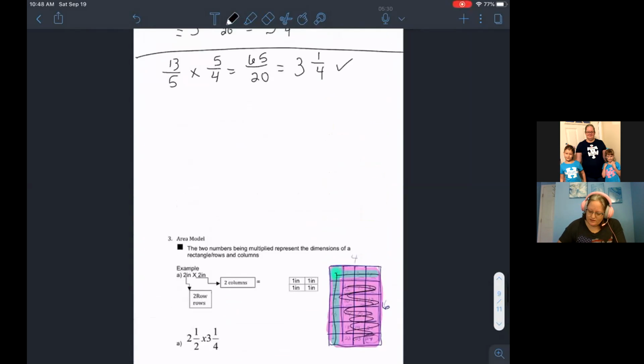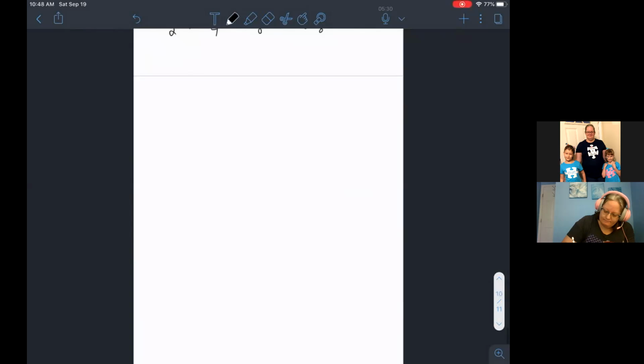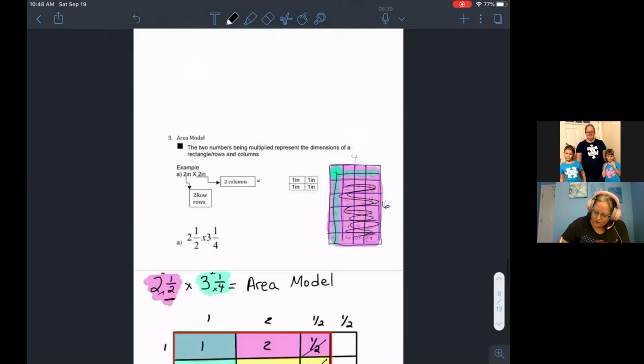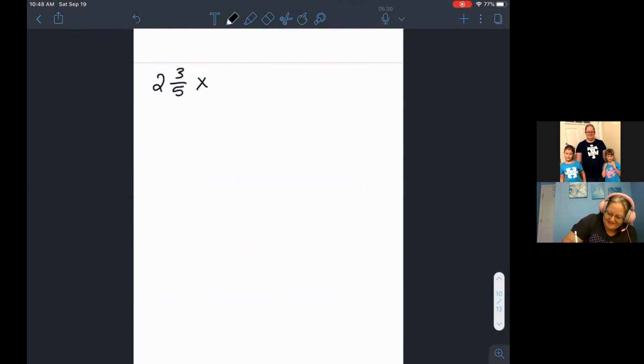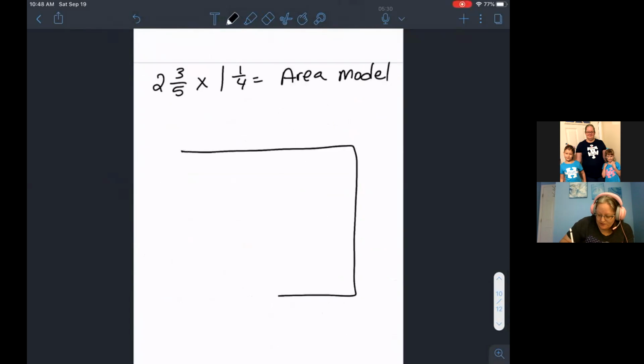Let's see, what was the number? I did 2 3/5 times 1 1/4. Sorry, I'm getting dizzy. We're going to do this area model. So what you do first, start off with a rectangle. And I can't draw very well, so let's try it.